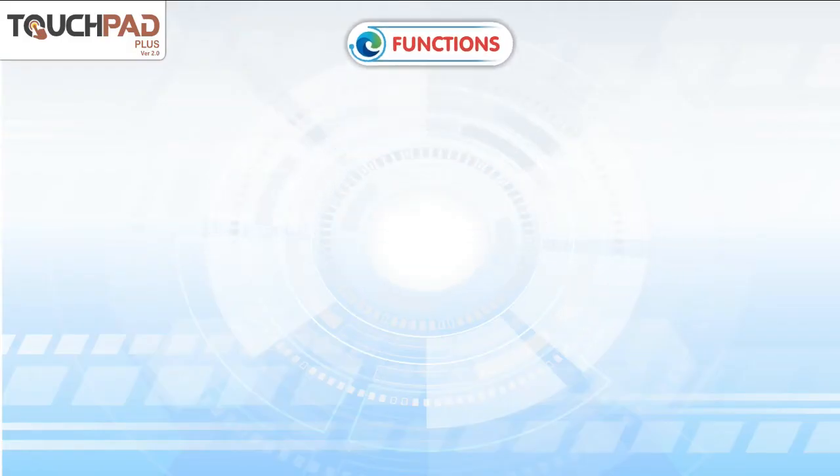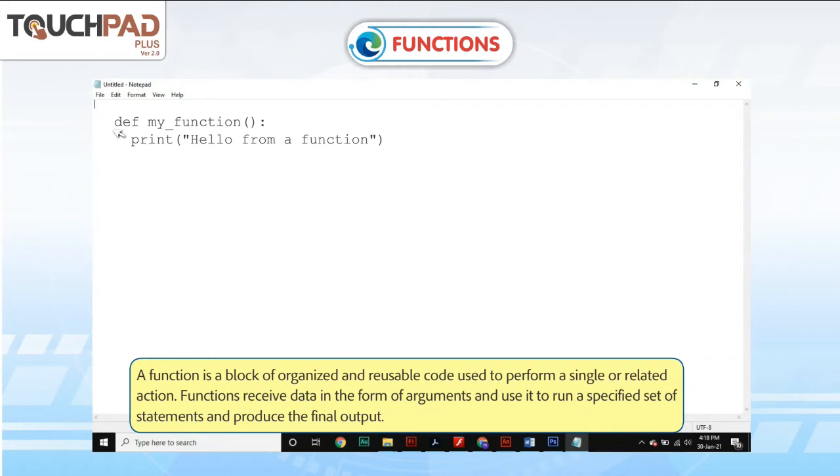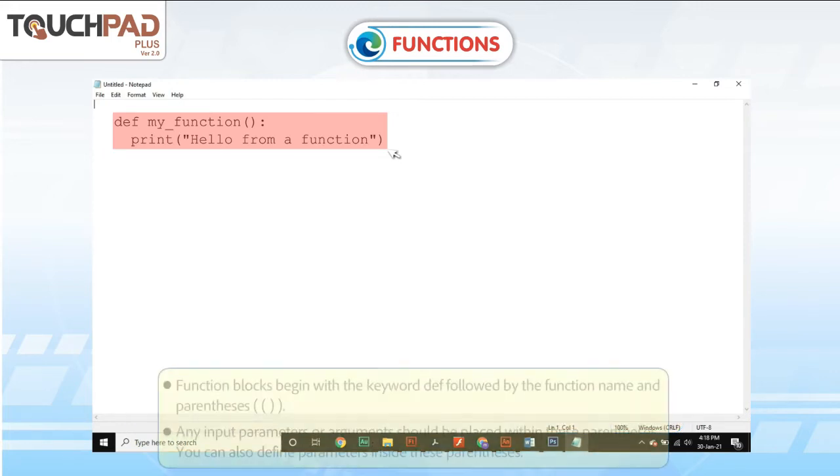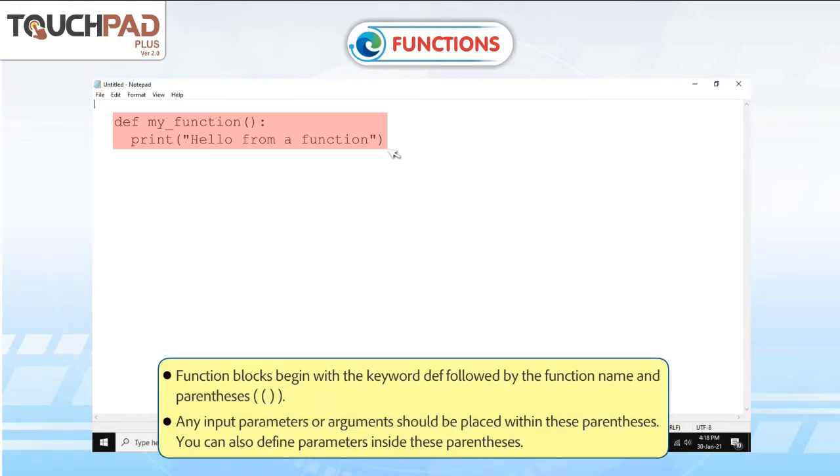Functions. A function is a block of organized and reusable code used to perform a single or related action. Functions receive data in the form of arguments and use it to run a specified set of statements and produce the final output.